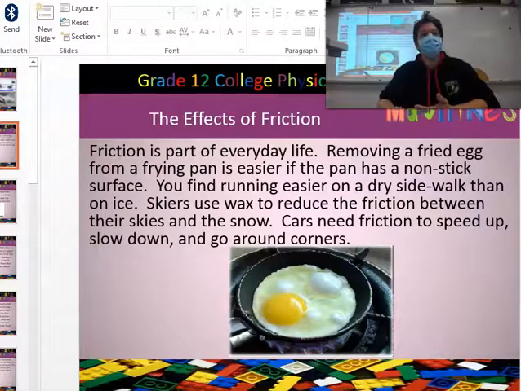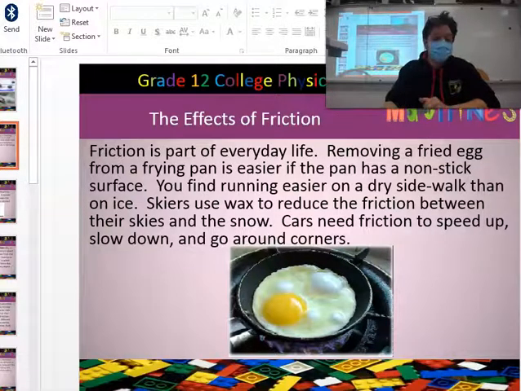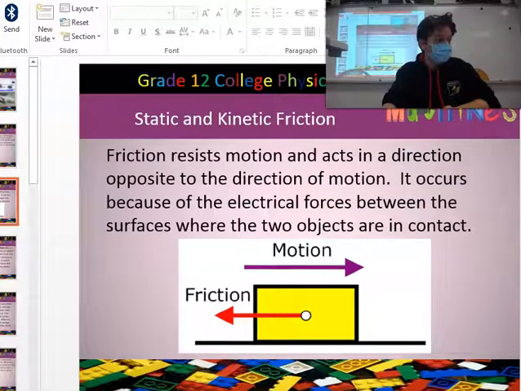So a lot of the times in society it feels like we don't want friction, right? When you're cooking an egg, you don't want it sticking to the pan, right? If you're skiing, you wax your skis to try and reduce as much friction as possible so you can pick up speed. But sometimes we actually do want friction, right? When you're walking on the road, you don't want to slip. When you're driving your car, you don't want to slide, right? So there are some sections where we want it and some sections where we don't want it.